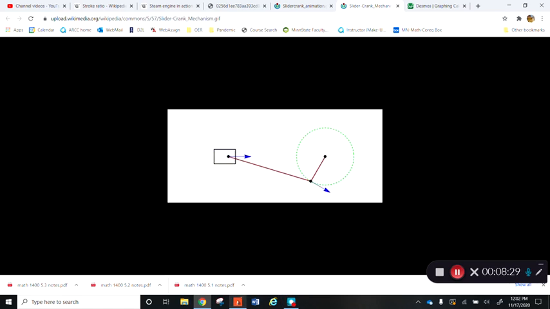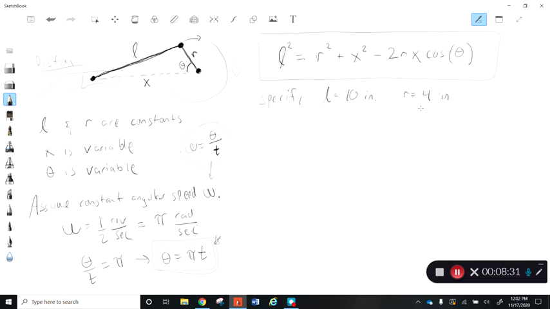Okay, so that's what I used, 10 and 4, and then we're going to use theta equals pi t because we want theta to be changing at a constant rate. So that's our 1/2 a revolution per second. So now putting in all that information, we get 10 squared equals 4 squared plus x squared. X is still our variable. Minus 2 times 4 times x times the cosine of pi t.